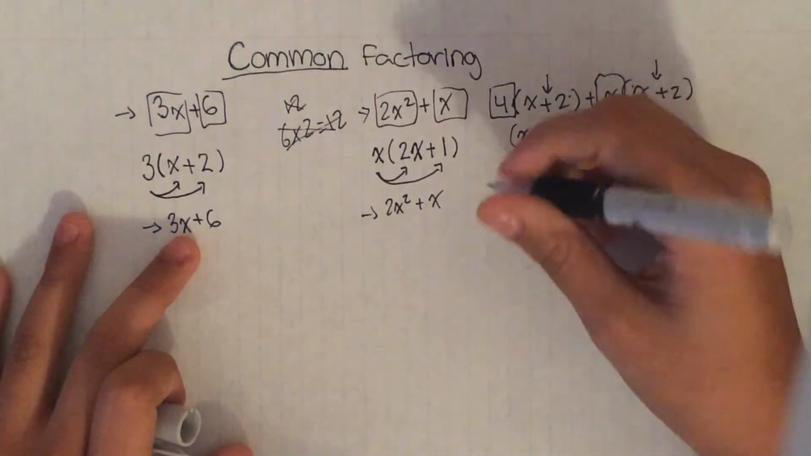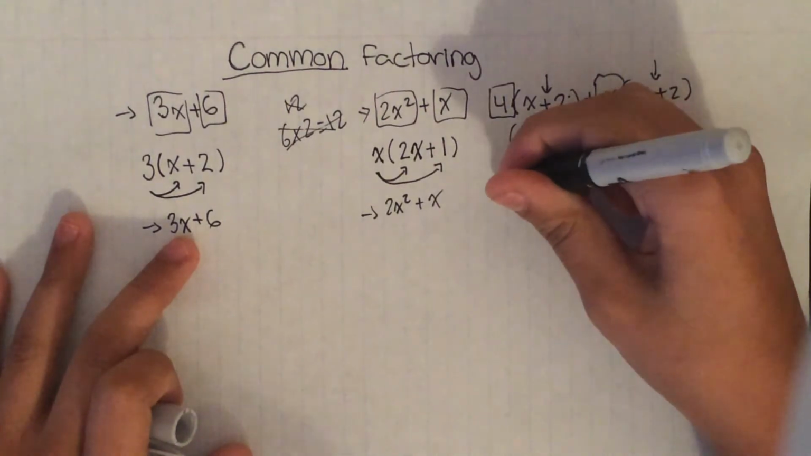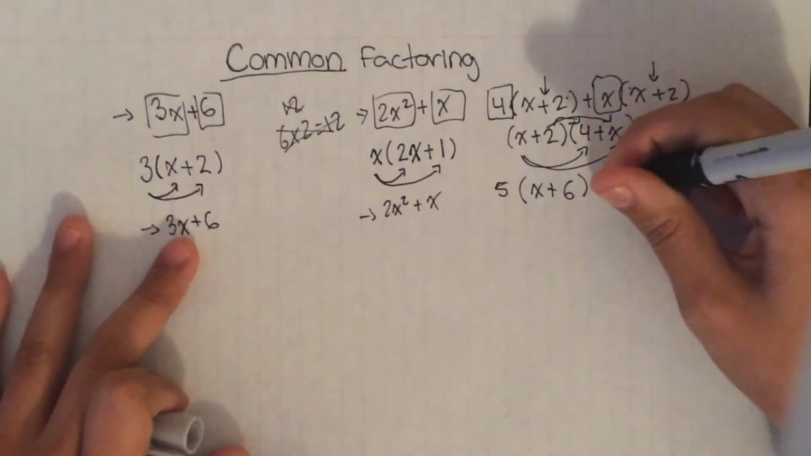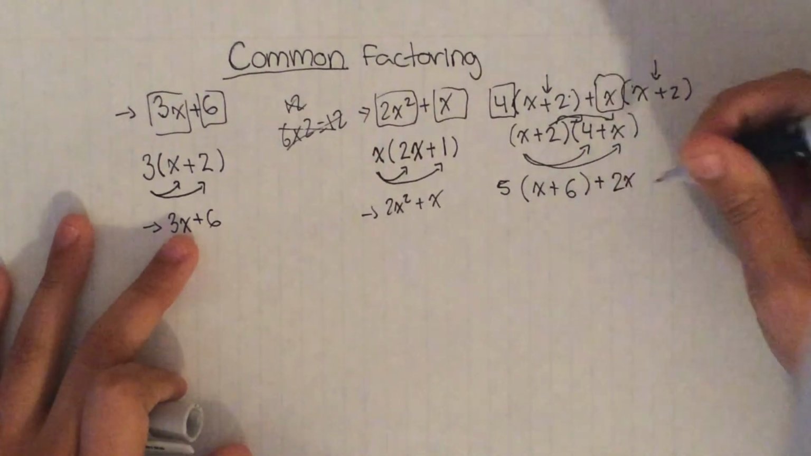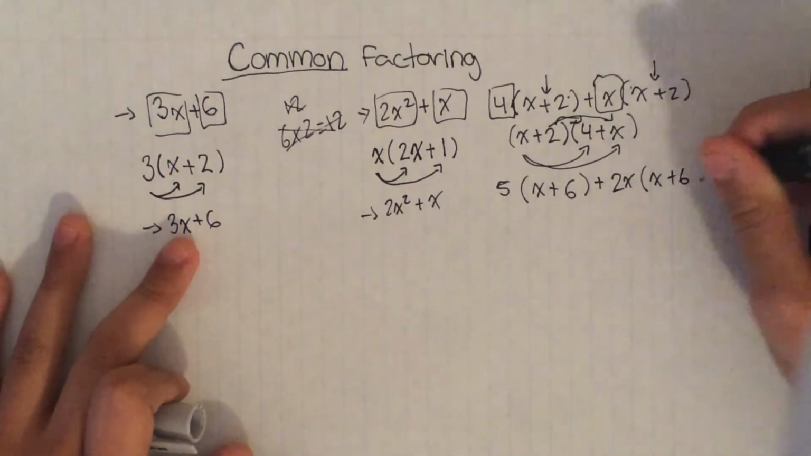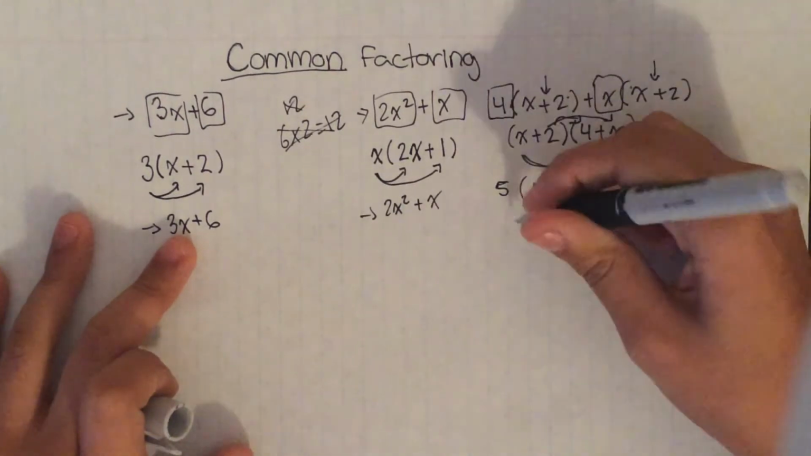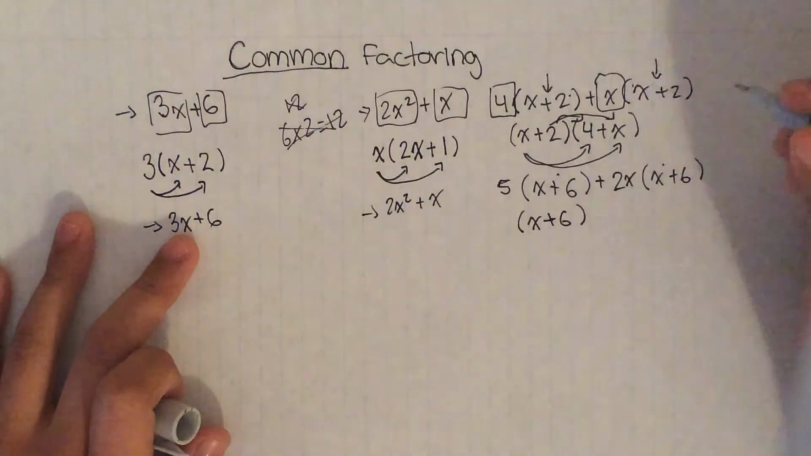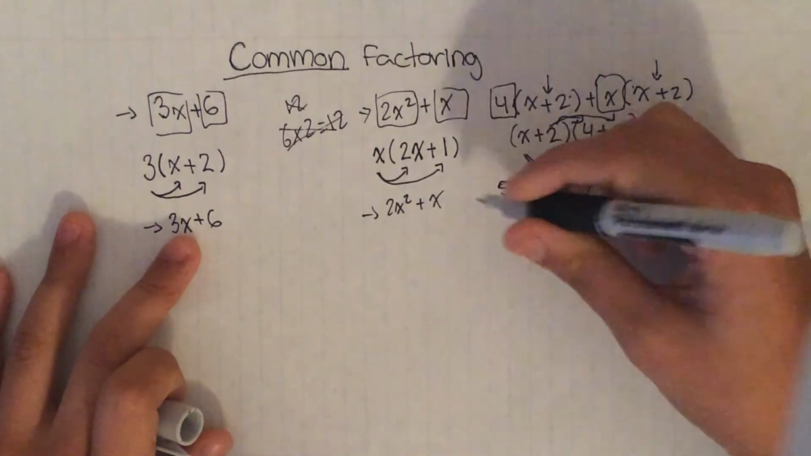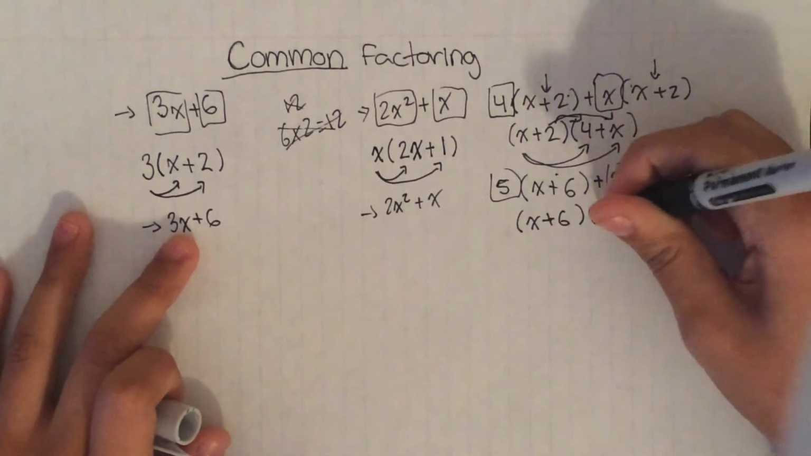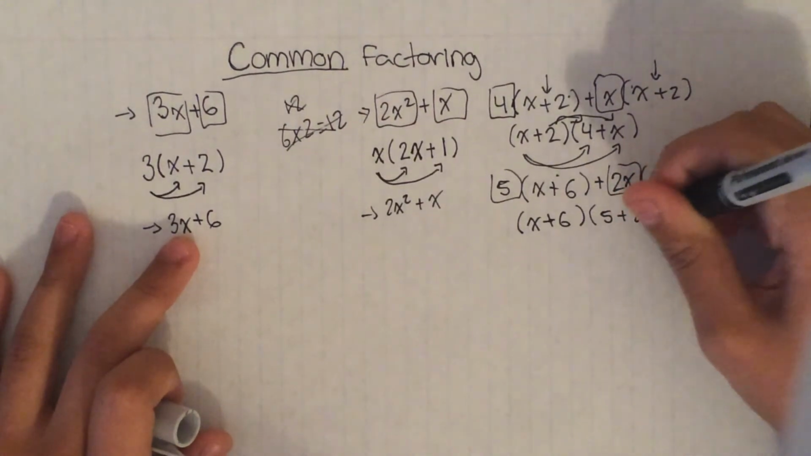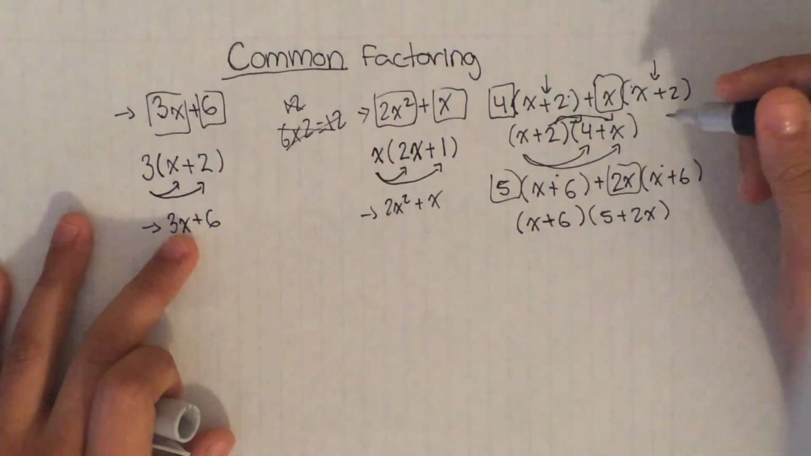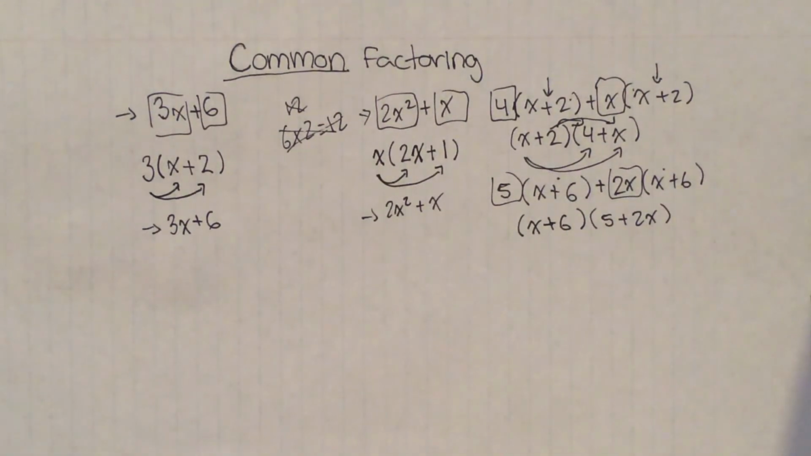If you want another example, I'll give you one. Let's say 5x plus 6 plus 2x, x plus 6. So you see, these two are the same, so you're just going to bring it over here, okay, because they're the same, you don't change it, you just bring them down there, and then you're going to get your left out terms here, so it's going to be 5 plus 2x, and then that's it. Then you expand to solve and simplify. Okay, and then that's basically common factoring.